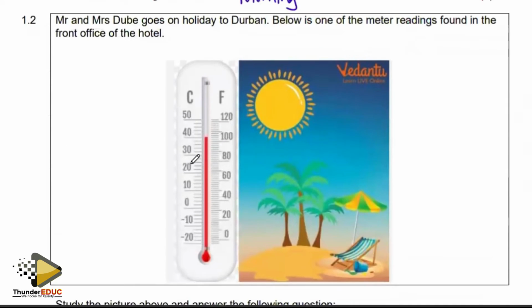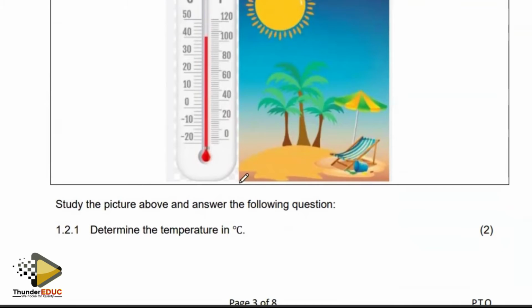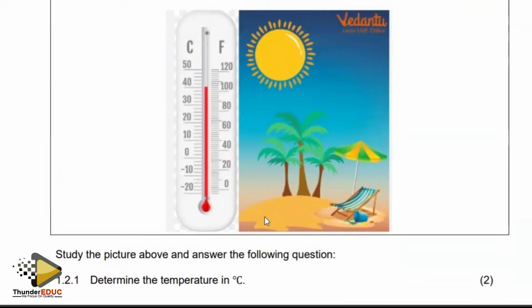This is the diagram we're going to look at. Mr. and Mrs. Dubé go on holiday to Durban. Below is one of the meter readings in the front office of the hotel. This is a thermometer reading. Determine the temperature on C. So on C, it was exactly at this line here, which was 40 degrees.